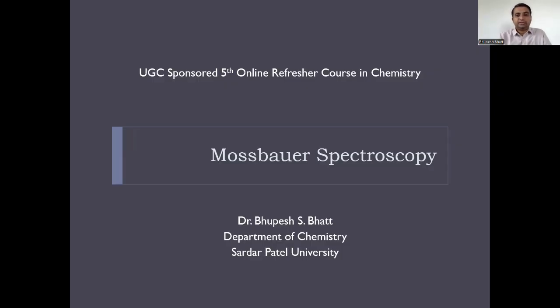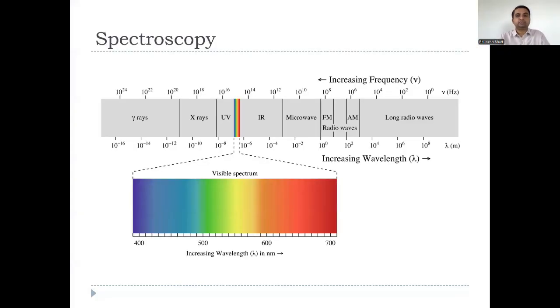So let's start with today's topic, that is Mossbauer spectroscopy. My first question is, what do you mean by spectroscopy? It is very simple. Spectroscopy is the interaction between any electromagnetic radiation and any material, matter, or sample. When a material or sample absorbs the electromagnetic radiation, some changes occur, whether in the rotational energy level, vibrational energy level, electronic energy level, or any other kind of change.